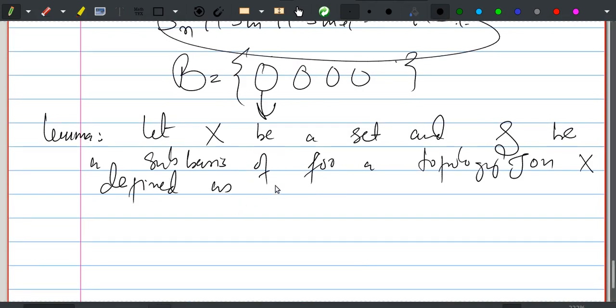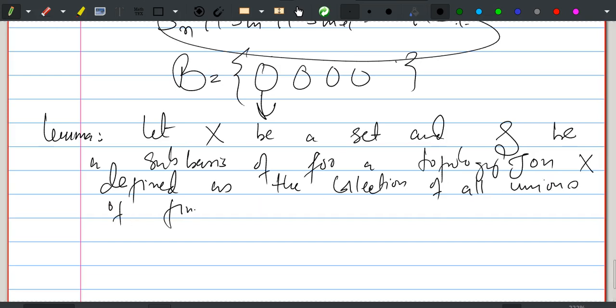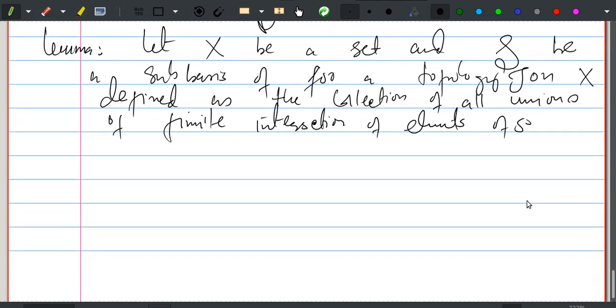the collection of all unions of finite intersections of elements of S. So this is what we have to prove.